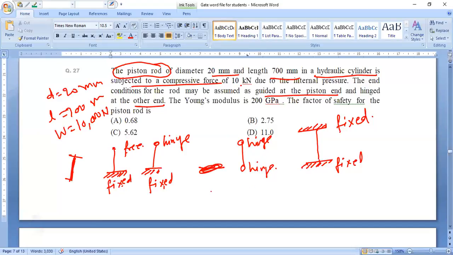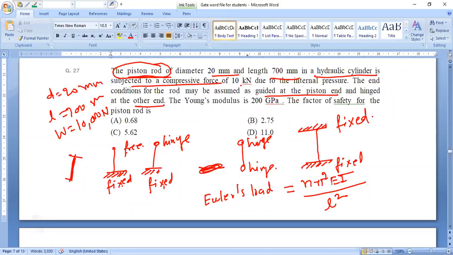होगा इसमें एक कंसेप्ट आता है कॉलम थ्योरी में, यूलर्स लोड। Euler's load is given by n times pi square EI divided by L square. So here L is the length of the column. In our case, it is the length of the piston rod. So piston rod is basically behaving like a column in this question. So we will apply the column theory here. So it is n pi square EI divided by L square.